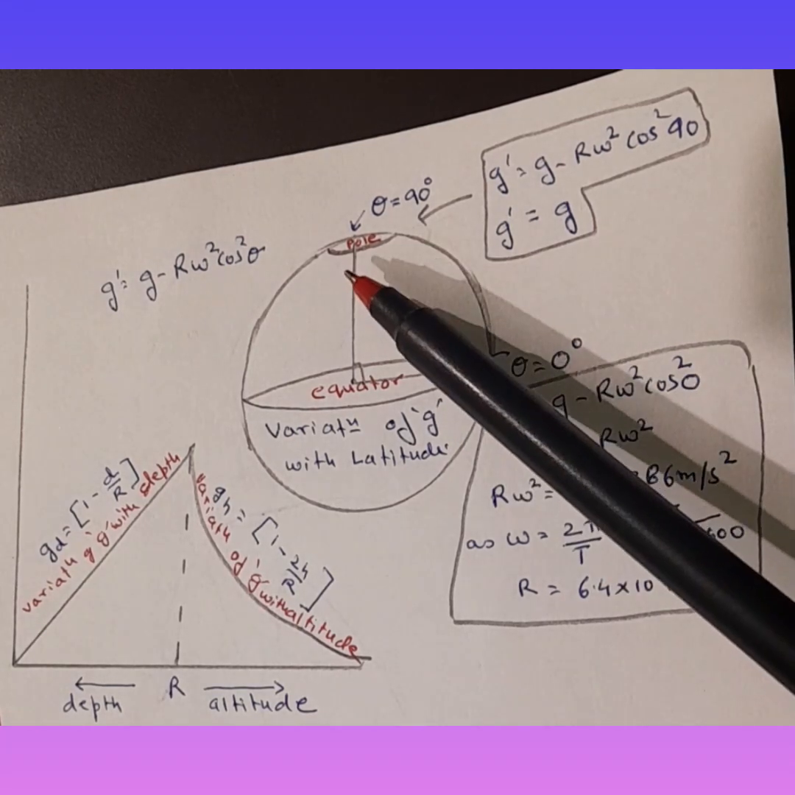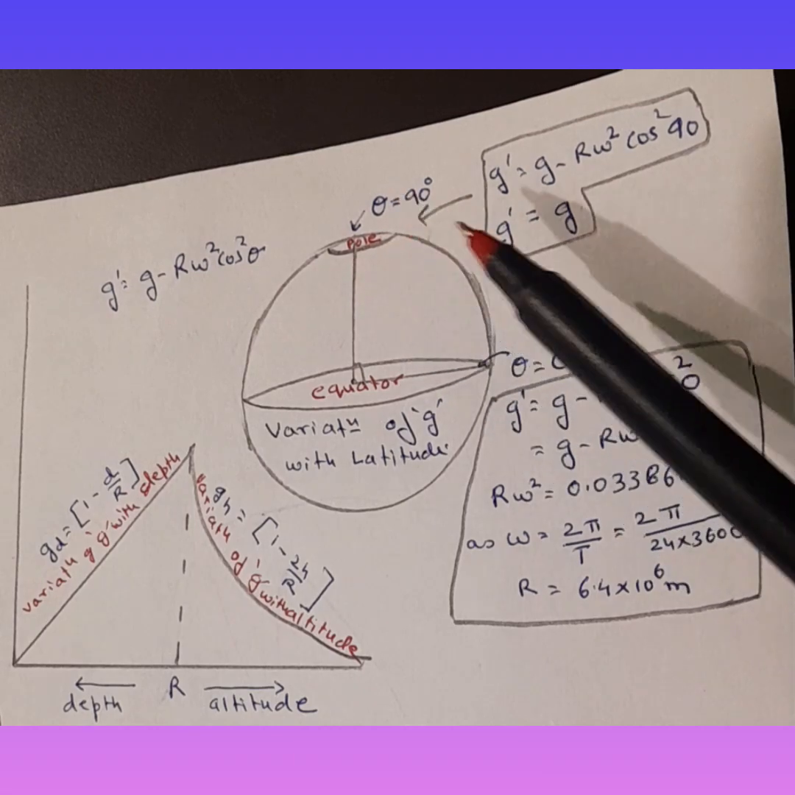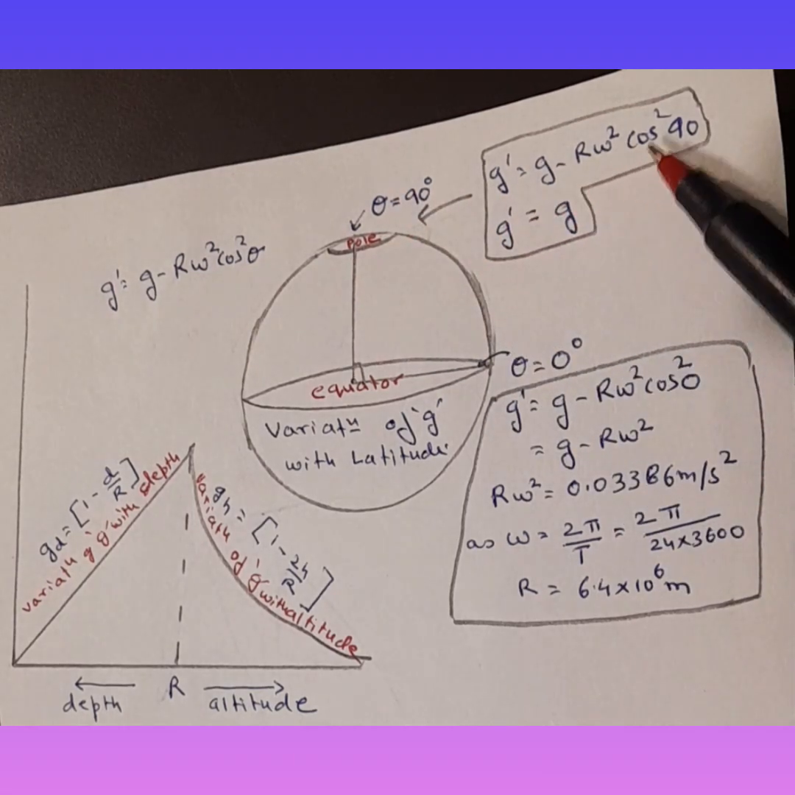Whereas when we go to the pole, theta is 90, so g prime is equal to g minus R omega square cos square 90.